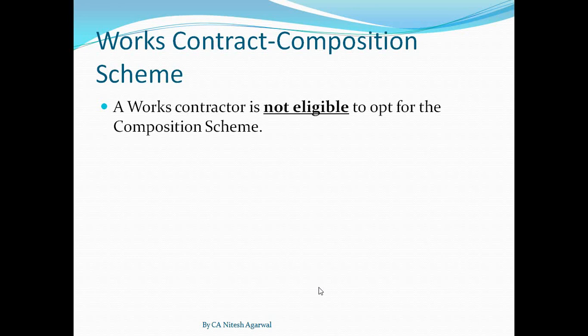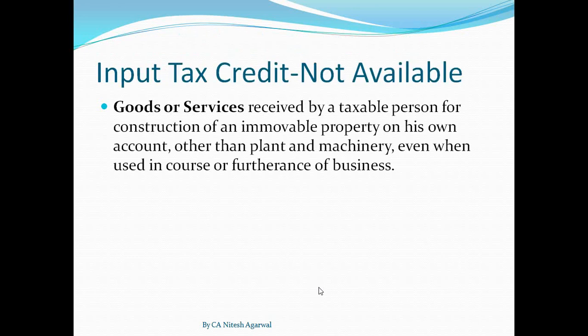So we have covered the definition of a works contract. We have understood that a works contract service will always be considered as a supply of service. We have also seen that a works contractor is not eligible to opt for the composition scheme. Now we will be discussing the input tax credit availability in case of a works contractor.